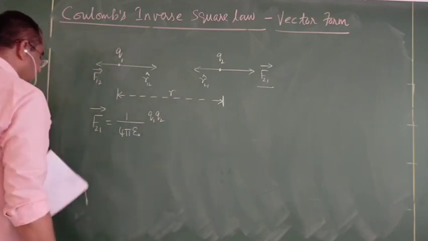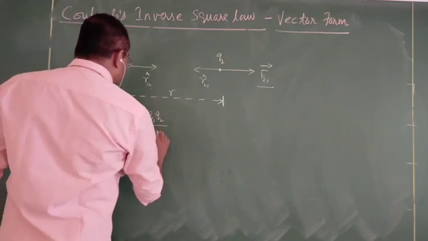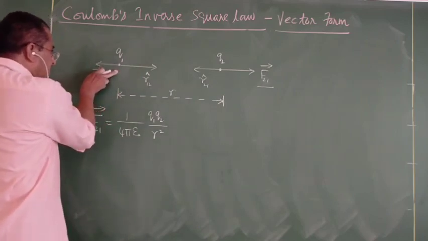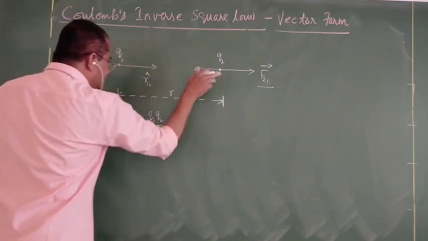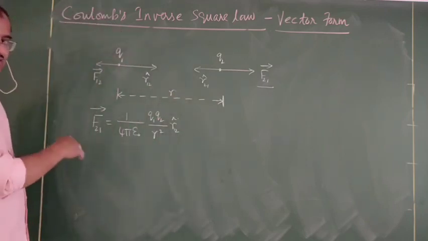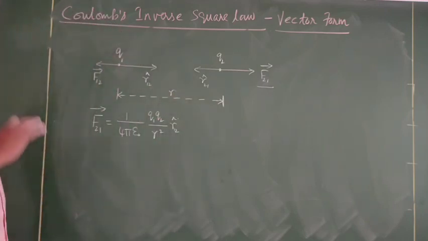Is that okay to you? The distance between these two charges is r. Which direction is it acting? This charge is exerting a force in this direction, and therefore R12 unit vector. The equation now becomes very beautiful.